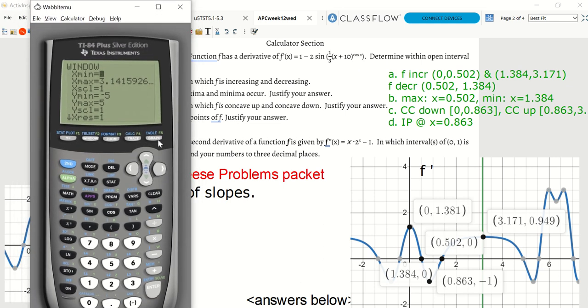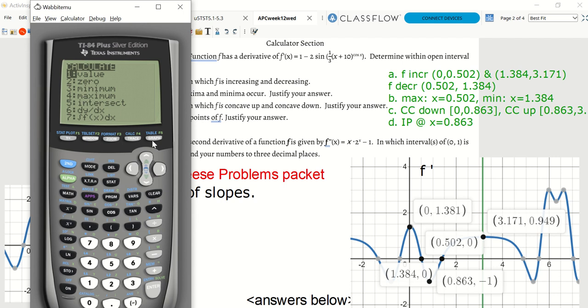And then after that, I just hit graph, and to get these key values of the x-intercepts, minimum, and maximum, I do second trace to access calc and use zeros, minimum, or maximum. And that's really what you'll need tomorrow, just option 2, 3, or 4, okay?